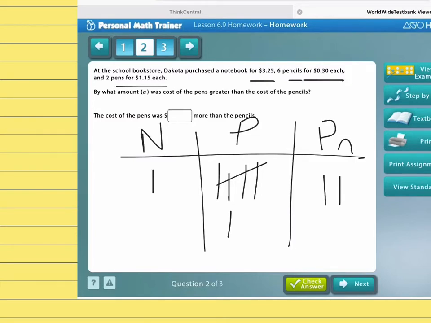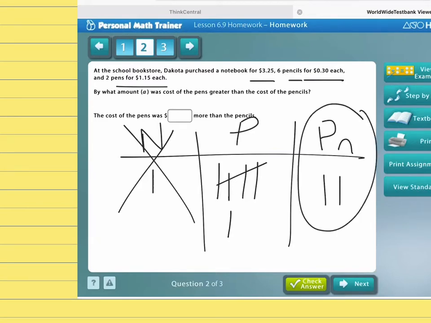So I'm going to look for an equation that shows the total cost. What is the cost? The cost of the pens was blank more than the pencils. So we don't really care about the notebook on this. That's just extra information, so we can disregard that. So what we need to do is calculate the total cost of the pens, 2 at $1.15, and then subtract the total cost of the pencils, 6 at 30 cents. Let's take a look at how to do that.